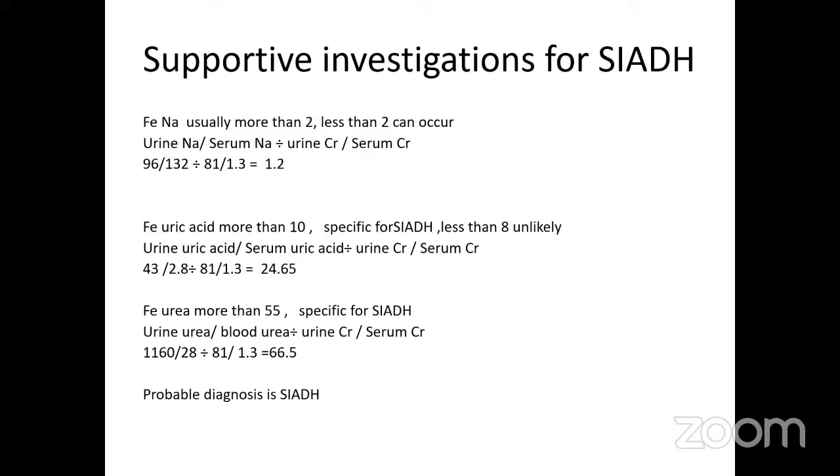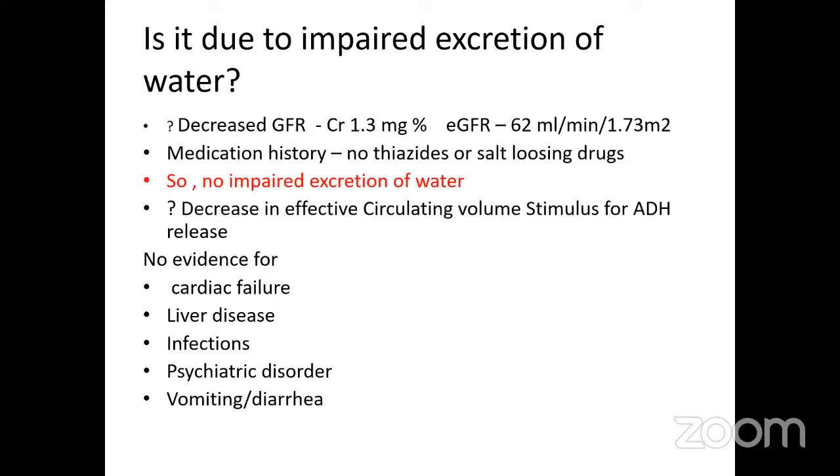If it worsens or remains the same, it supports the diagnosis of SIADH. Now, we have to always think, could it be due to impaired excretion of water? So this patient had a creatinine of 1.3 milligram, though he was a transplant recipient for 12 years. His calculated GFR by the MDRD formula was 62 ml per minute per 1.73.